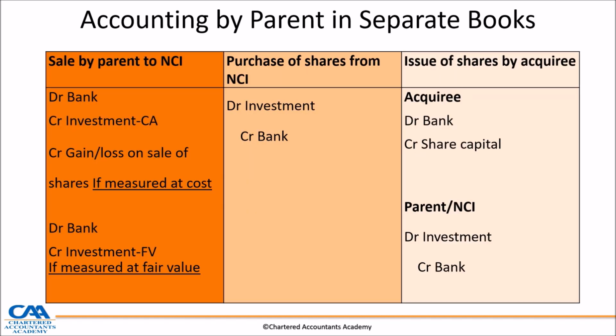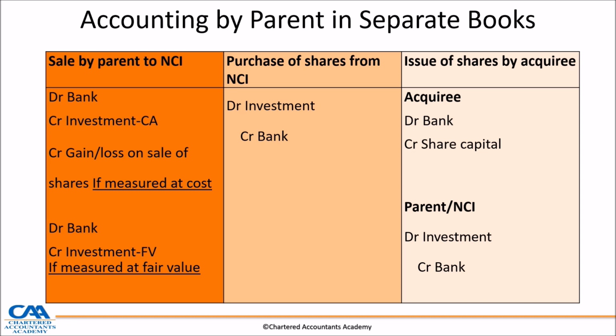Now, let's first understand what happens in the separate books of the parent. So, if there's a sale by the parent to NCI, what would happen? The parent will receive cash and reduce its investment. And there can be a gain or loss if the investment is measured at cost. If the investment is measured at fair value, first of all, there would be a remeasurement of the investment to fair value before the sale and sold, which means we receive cash, we credit our investment at fair value, which should be equal. No gain or loss in that case.